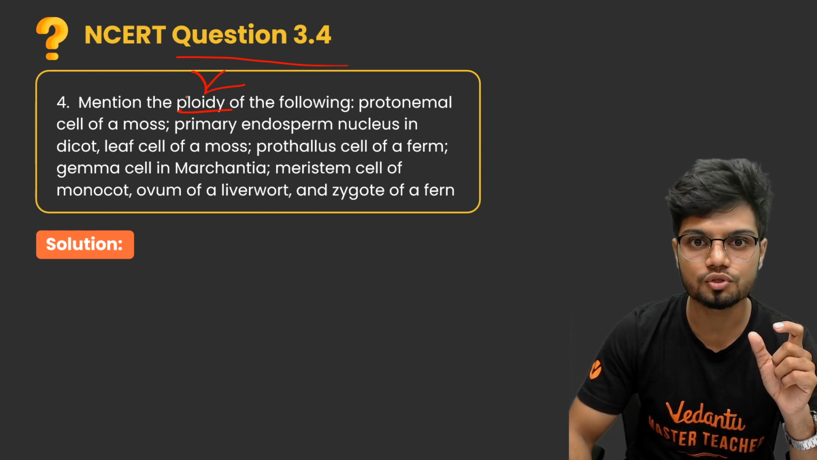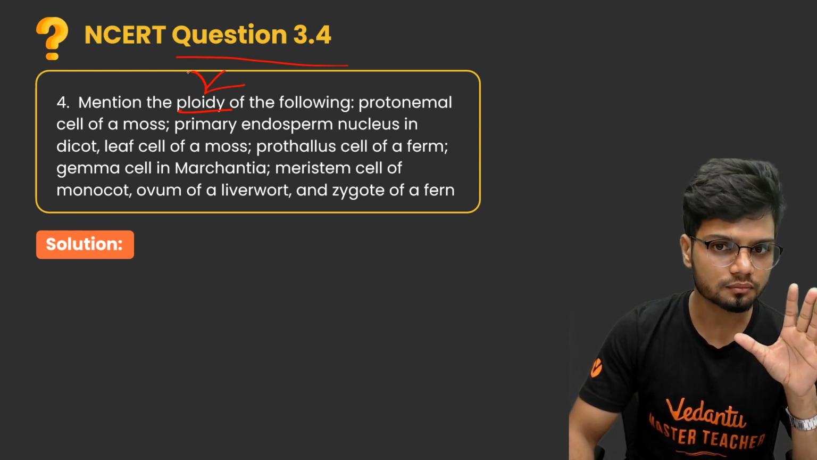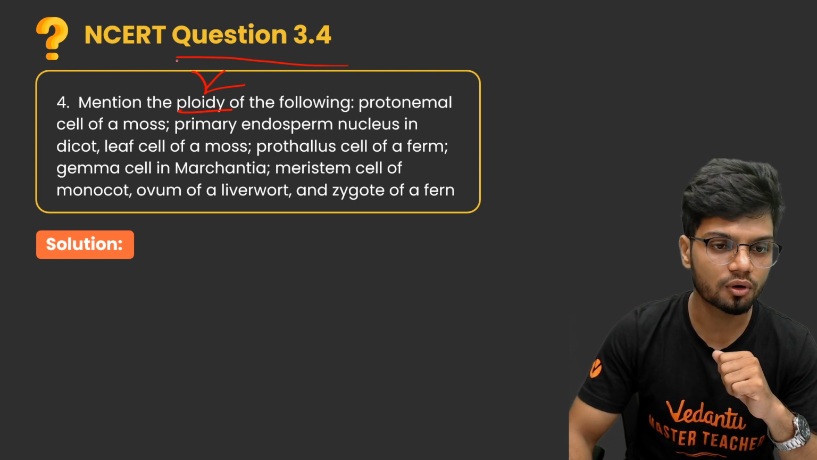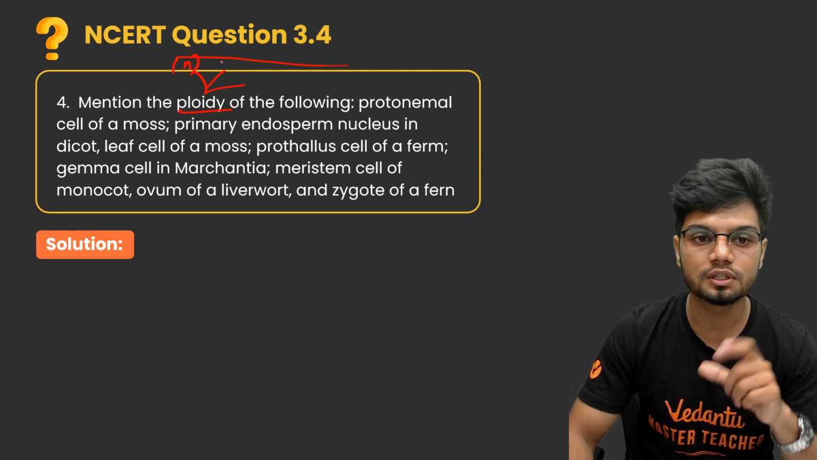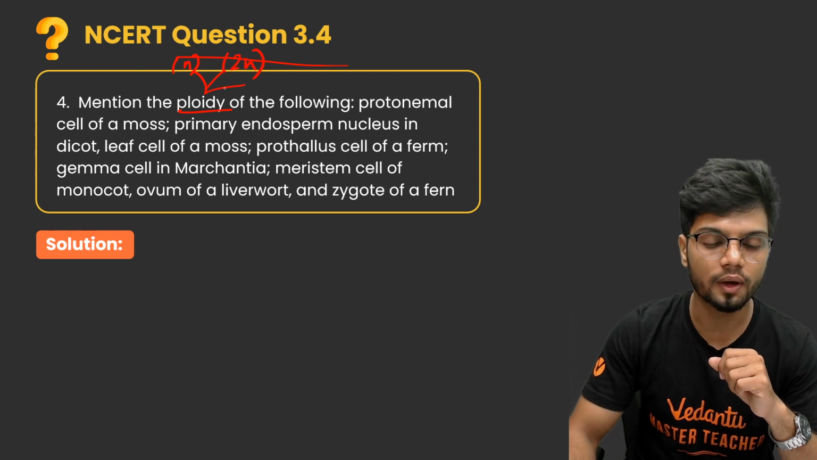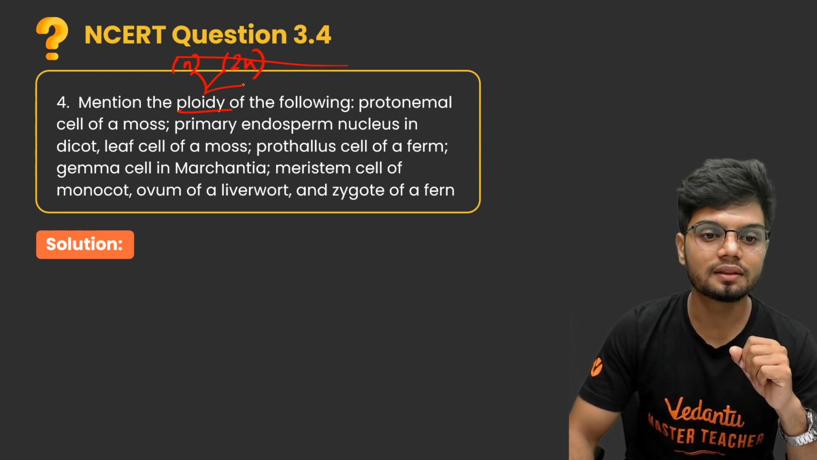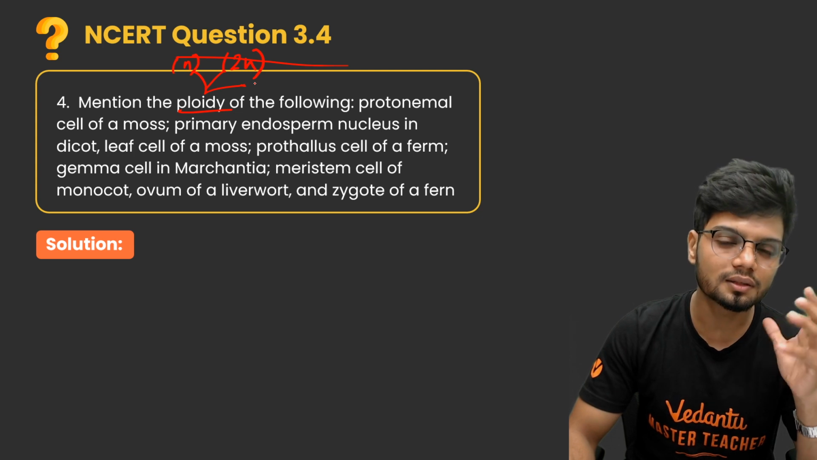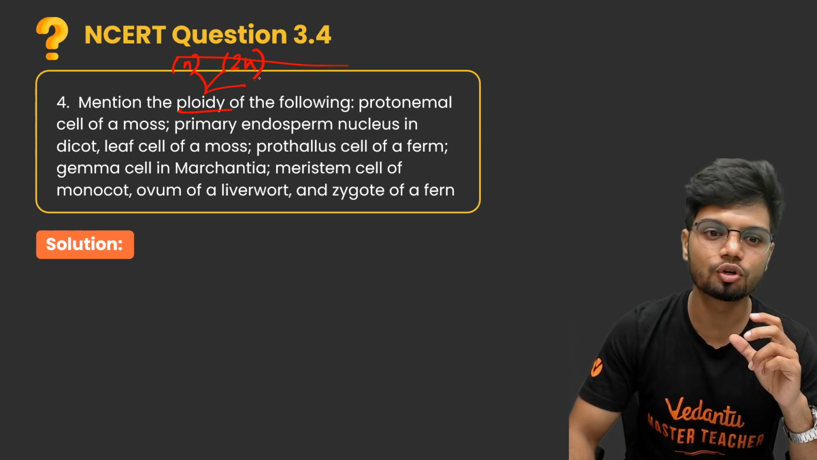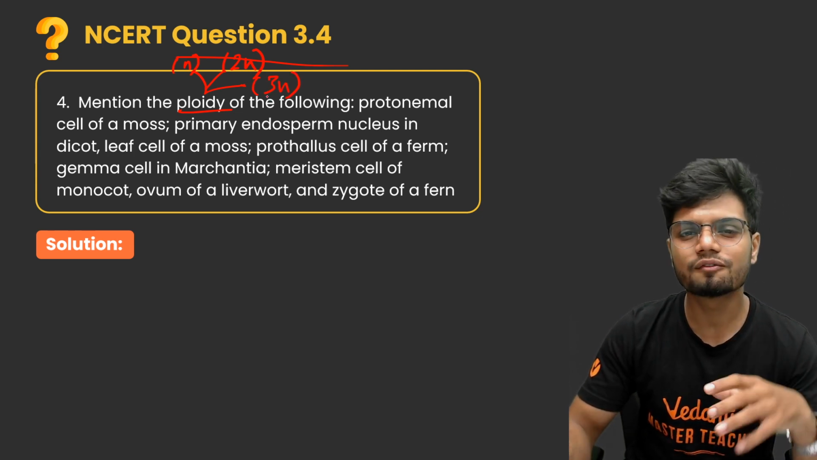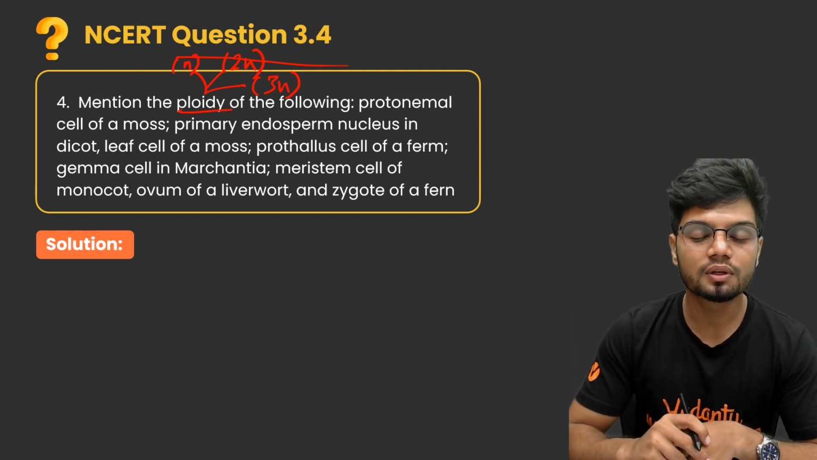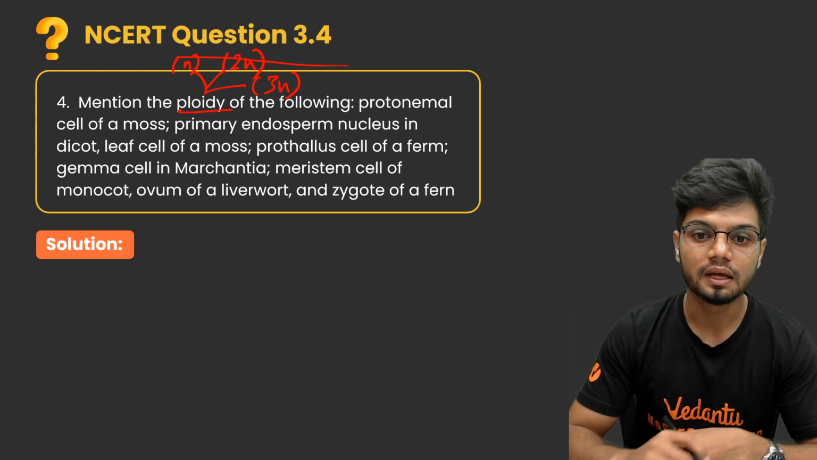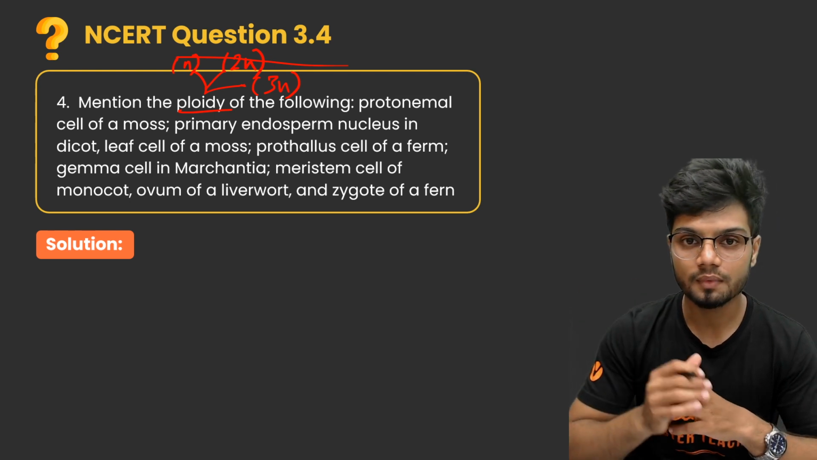When we have half the number of chromosomes, it's called N and it's called haploid. And then we have the full set of chromosomes, that is 2N, the diploid condition. Then they're asking about the other type of ploidy, which could be triploid. In a few cases, let's discuss it. Let's see if we have a triploid condition today. So they're asking you different types of ploidy in different types of structures.